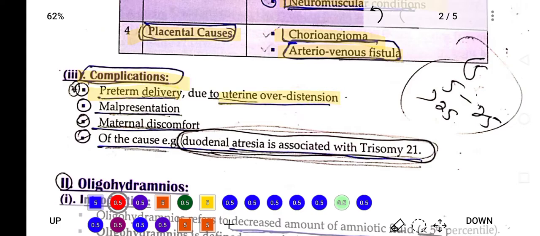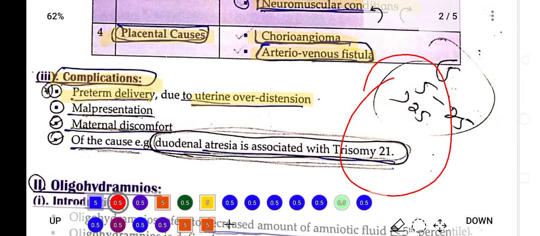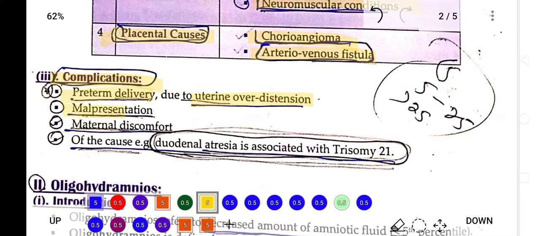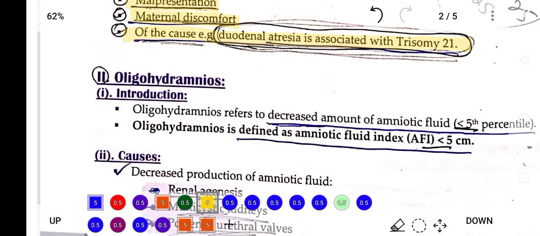Complications of polyhydramnios are preterm delivery due to uterine overdistension. Because of overdistension of the uterus, there are more chances of early labor, and that early labor will produce a preterm baby and preterm birth. Malpresentation can occur because of polyhydramnios, as well as maternal discomfort. Duodenal atresia is associated with trisomy 21. So in this way polyhydramnios presents.